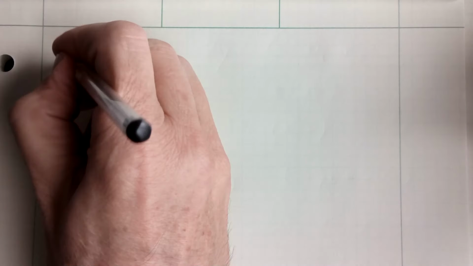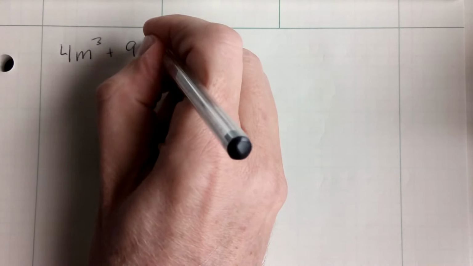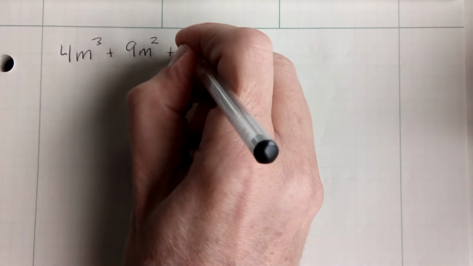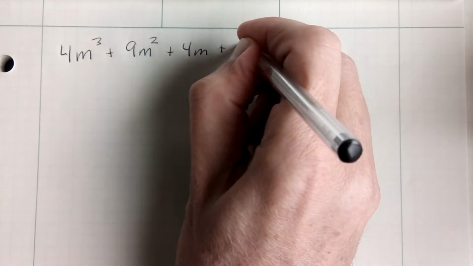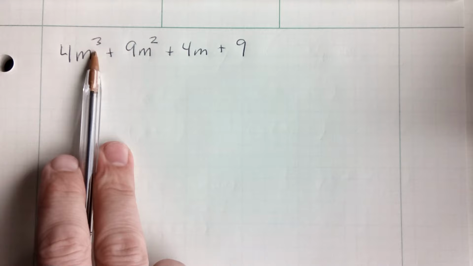Let's do another one. Let's do 4m cubed plus 9m squared plus 4m plus 9. Again, not a quadratic. This is a cubic. I'm not sure how to factor this.